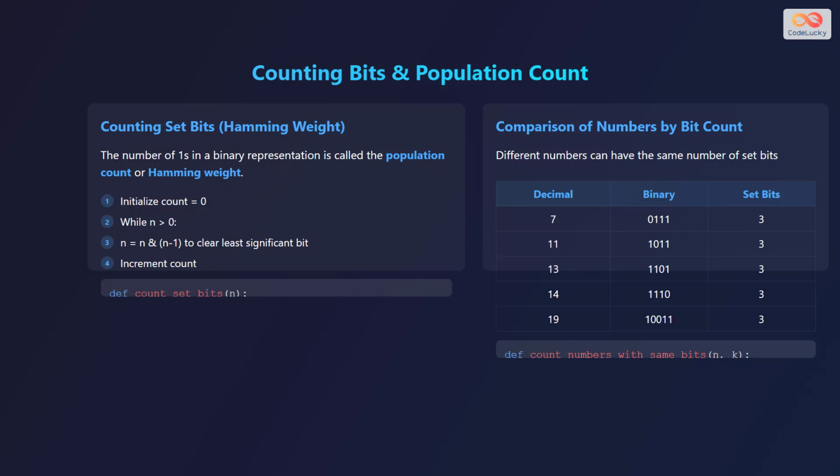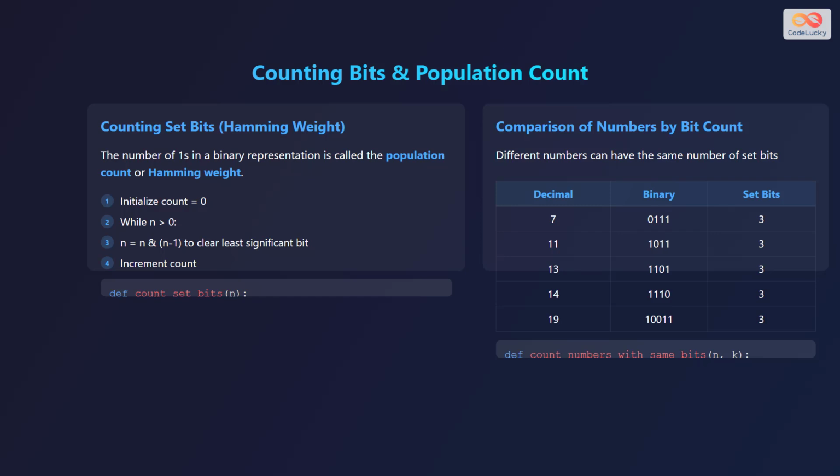Now let's explore counting bits, also known as population count. The number of ones in a binary representation is called the population count or Hamming weight. Here are the steps involved in Brian Kernighan's algorithm. Initialize count to 0. While n is greater than 0, perform n equals n AND n minus 1 to clear the least significant set bit, then increment count. Here's the function, countSetBits, that implements this algorithm.